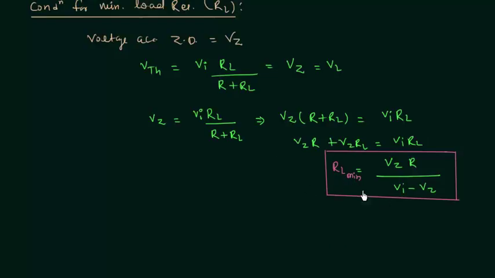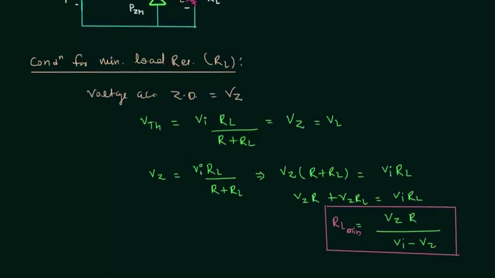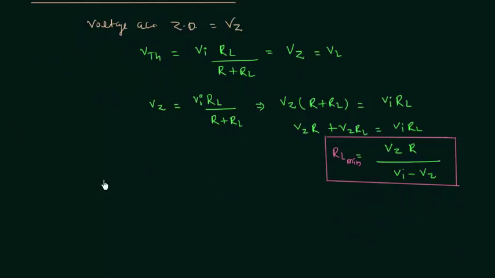Now when load resistance is minimum, current through the load will be maximum. When load resistance is minimum, current flowing through this load will be maximum. So in this case IL is maximum, and it is equal to VL divided by RL minimum. VL is equal to Vz, so we have Vz divided by RL minimum. This is the formula for IL maximum, the maximum value of load current.